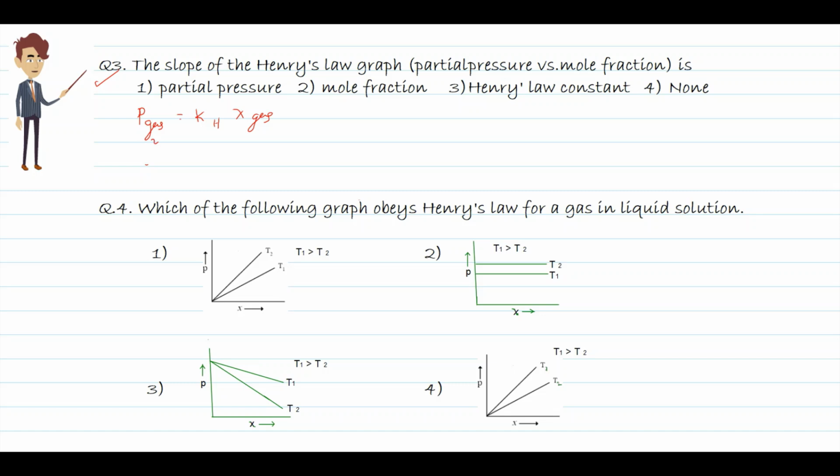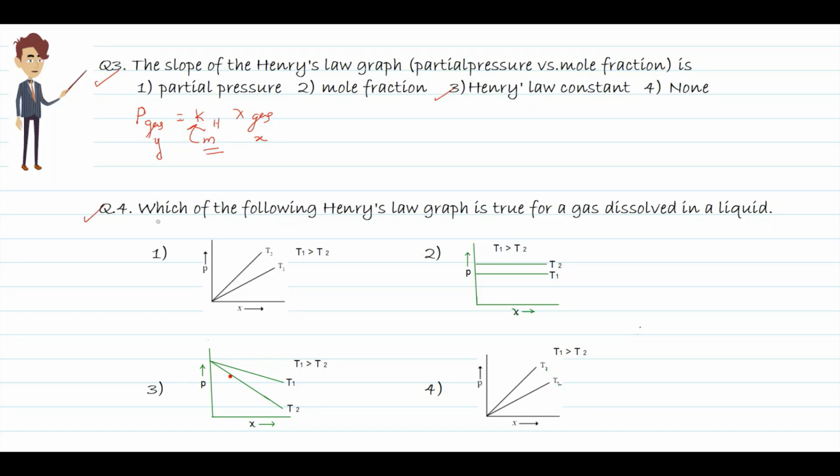It is a straight line equation in the form y is equal to mx, where m stands for slope. So m is nothing but, from the equation it is clear that m is equal to Kh. So slope is equal to Kh, Henry's law constant. So the third option is correct.